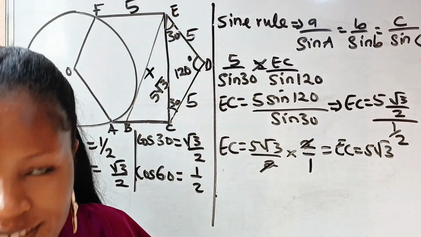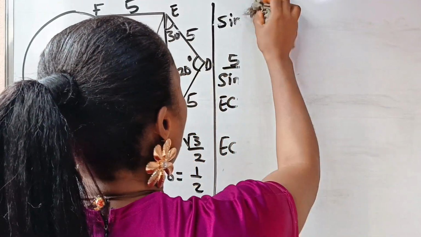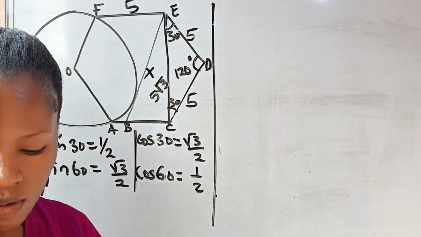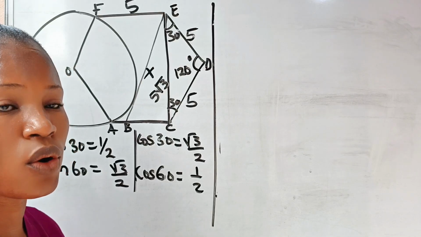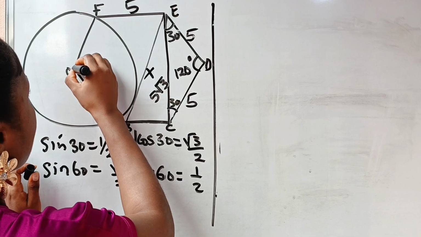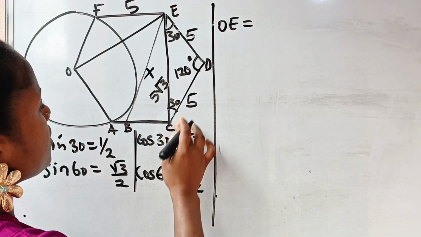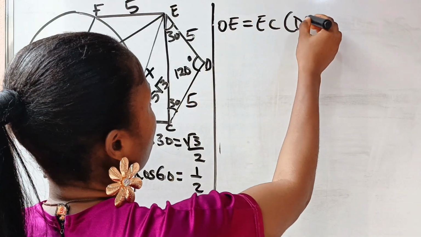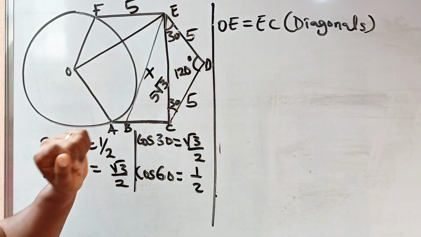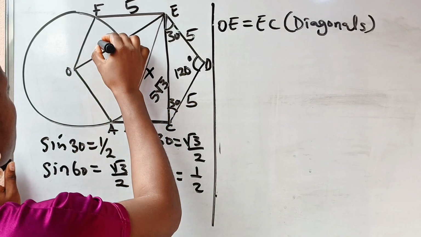Yeah, very important. Now, it simply means that each diagonal of this particular hexagon is what? 5 root 3. Remember that since this is a regular polygon, the diagonals are equal. So it means that if I join OE, it should be equal to EC, because they are what? Diagonals. So it means that OE is also equal to 5 root 3. So this is 5 root 3.